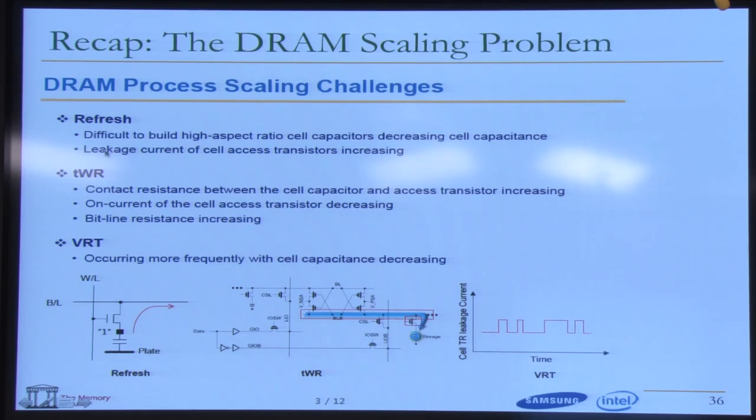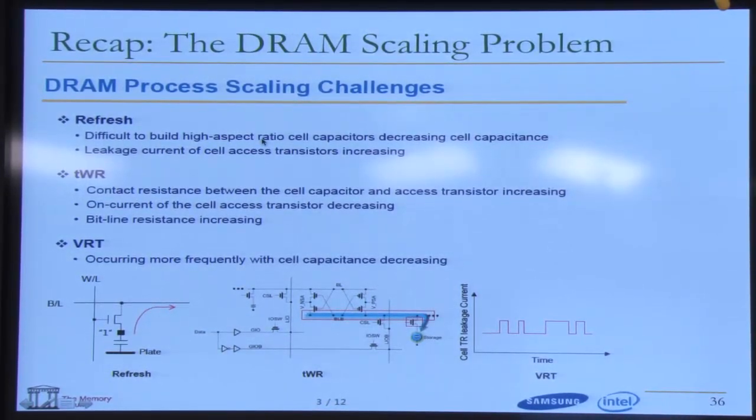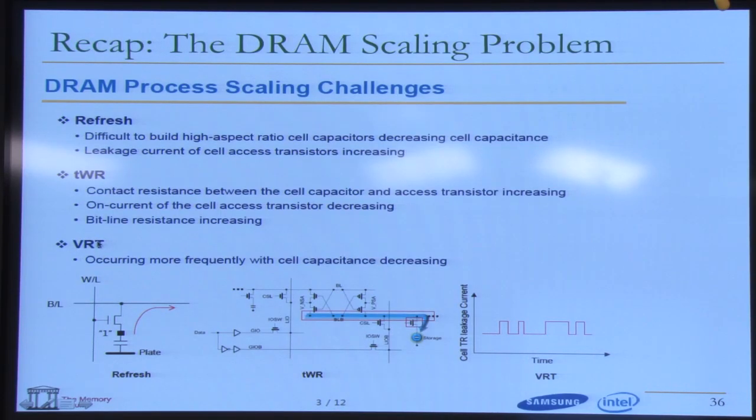They basically identify 3 things as the main process scaling challenges of DRAM. As you reduce the size of the circuit, you need to refresh it potentially more frequently. Refresh becomes a much bigger problem. And it's because it's difficult to build high aspect ratio cell capacitors, decreasing cell capacitance, right? And the leakage of the access transistor is increasing. This is what I told you before. And you become more vulnerable to this VRT problem. I mentioned this briefly.